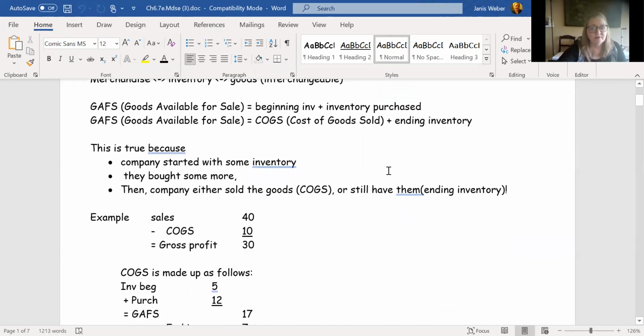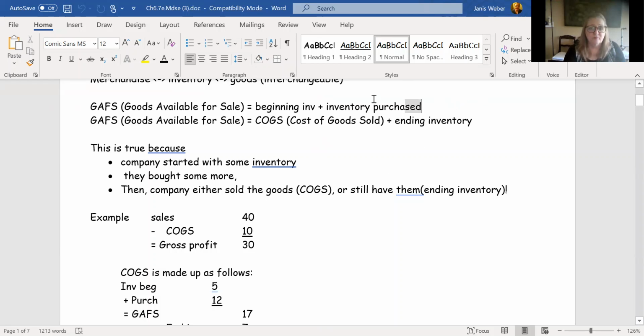But basically, goods available for sale is this magic number that you need to find a lot of other answers. And if you have a missing piece in any of those inventory factors, you can find that piece by knowing and understanding goods available for sale. That's just because you start with some inventory and then you buy some more, and that brings you to the amount that's available. That's all you have. It's your limit. And of that part that's available to sell, you either did sell it and therefore it becomes cost of goods sold, or you still have it on hand, and that means it's your ending inventory.